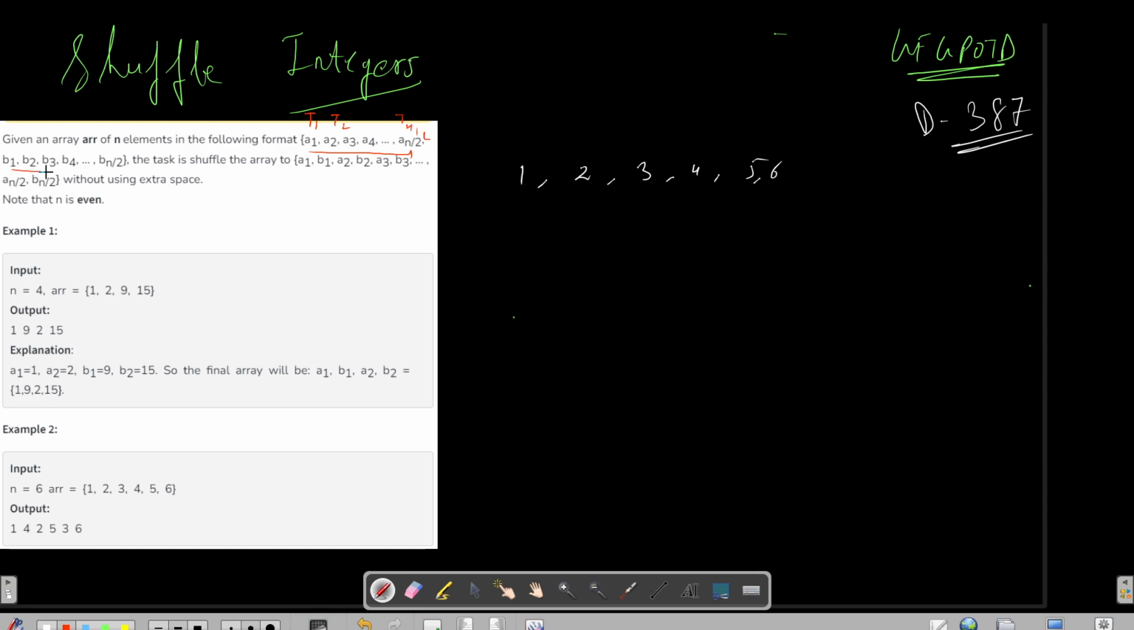And similarly the rest of the half of the integers are placed as b1 b2 b3 till b of n by 2. So this is a1, this is a2, this is a3, because n is equal to 6, right? So 6 by 2 is nothing but 3. So here your a series stops, and now your b1 starts, b1 b2 and b3, right? Now what they need in output is to rearrange your array as a1 b1 a2 b2 and a3 b3. They want to make pairs of a and b. So first a1, so 1, and then b1, so 4. Then a2, so it's 2. Then b2, 5. Then a3, that is 3, and then b3, that is 6, right?